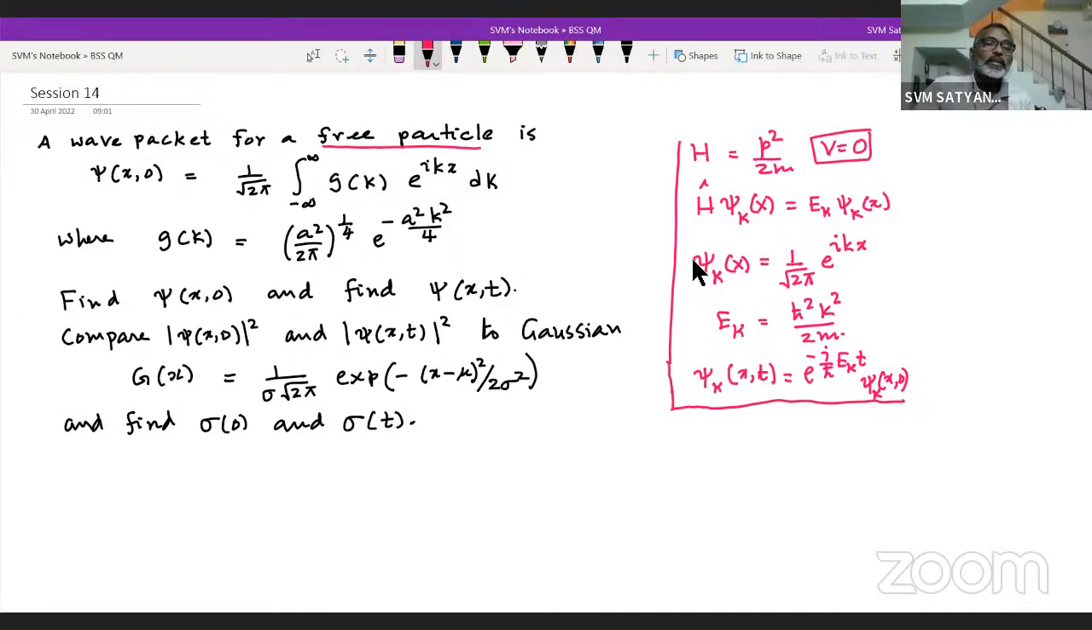Now what is given here is a wave packet. Wave packet means, if you look at this e power i k x and this 1 by root 2 pi, this is basically this particular equation. But now there is not one k, but there are several k's. Each psi k is weighted by some kind of a weight, that is g k, and that g k is given here. So these are like weights of psi k, where psi k of x is given by this.